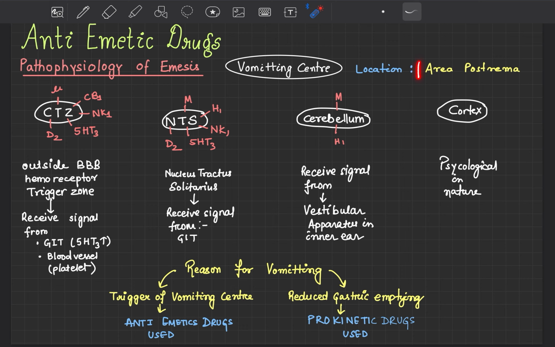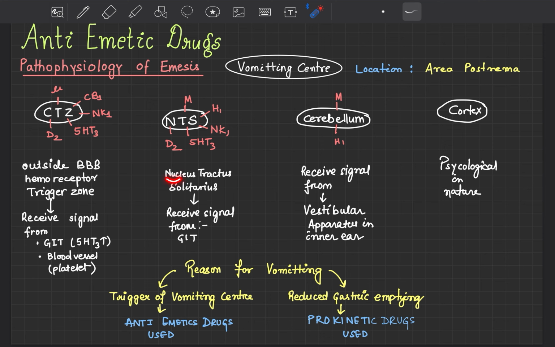The vomiting center, which is located in the area postrema, is triggered, due to which we get the reflex action of vomiting, where all the food inside the stomach is expelled outwards. So the various centers are: the chemoreceptor trigger zone, which lies outside the blood-brain barrier. Here we have receptors like mu, CB1, NK1, 5-HT3 and D2. It receives signals from the GIT and blood vessels.